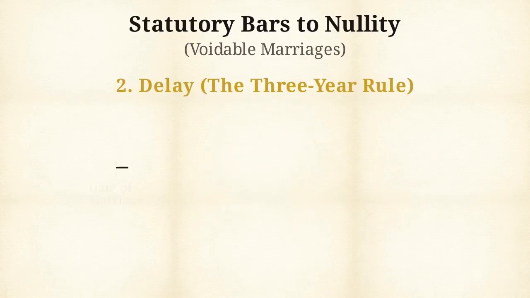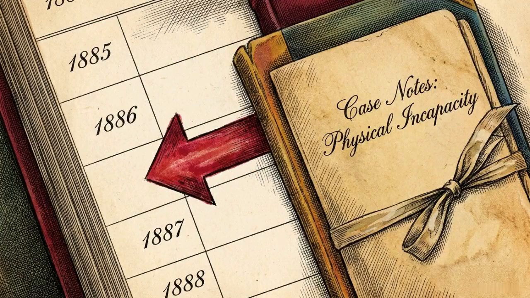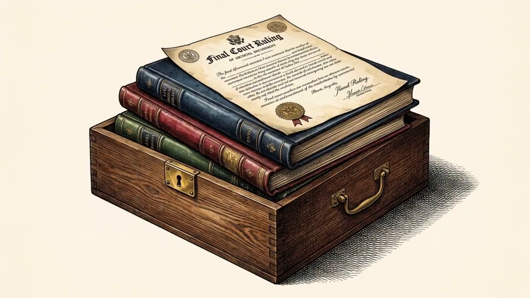The second bar is delay. Most voidable grounds must be brought within a 3-year time limit. This 3-year limit does not apply to non-consummation cases, which can be presented much later. These statutory bars ensure legal finality for marriages where defects were implicitly or explicitly accepted over time.